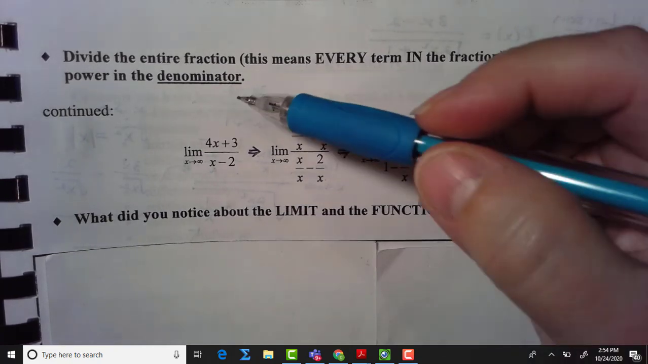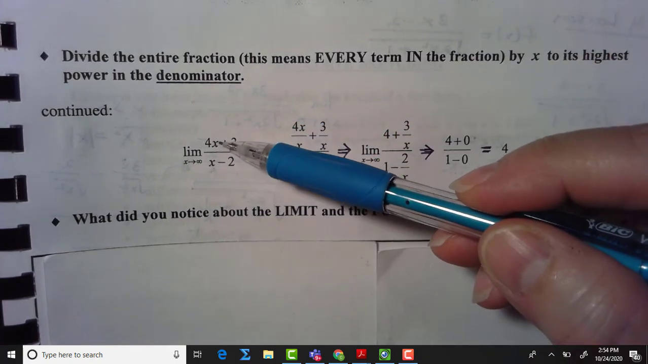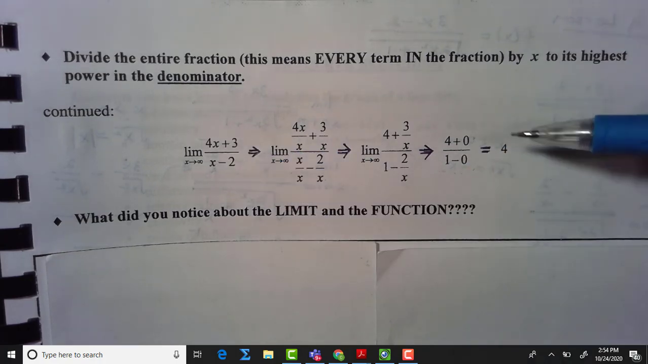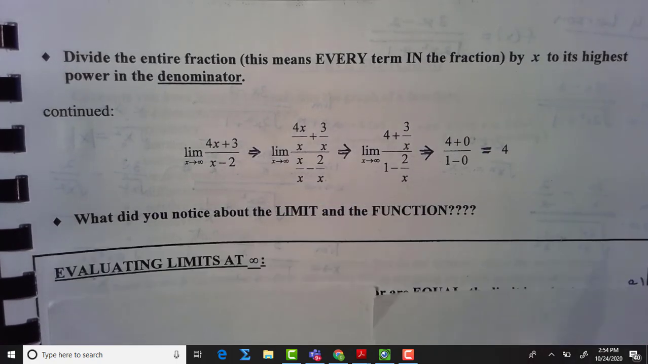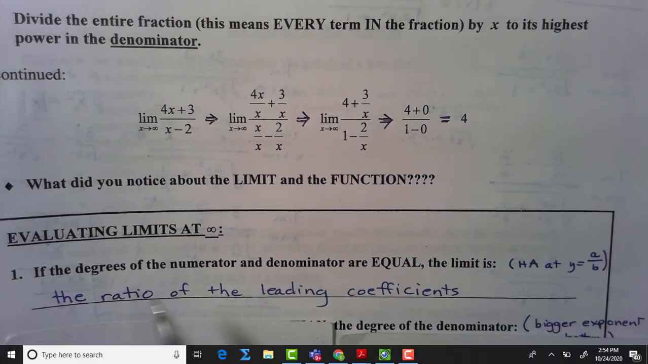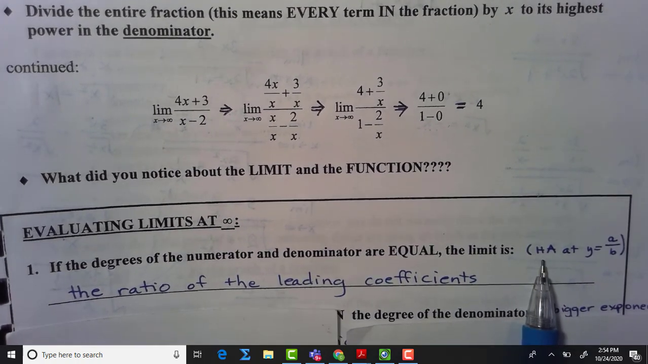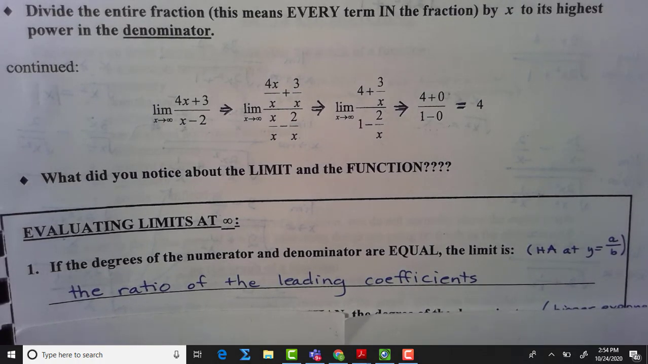Now, what did you notice about the limit and the function? Our limit is 4. Here's our function. You should notice something that you learned in pre-cal, and that is that the degree of the numerator and the denominator are the same, so our limit was the ratio of the leading coefficients, or 4 over 1. So, if the degree of the numerator and denominator are equal, then we have a horizontal asymptote at y equals a over b, where a is the coefficient of x in the numerator, b is the coefficient of x in the denominator. Our limit is the ratio of the leading coefficients.